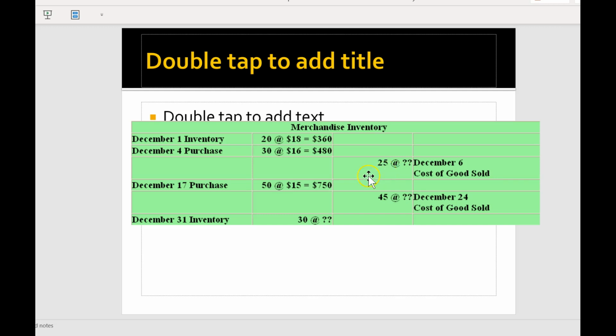Most of the time my students would tell me that should be from the 50, because they think this is the last time you purchased the inventory. But that is not true. The reason is that on December the 6th, you don't have the inventory that you purchased on December 17th. Remember, it's a perpetual inventory system, which means we update anytime there is a purchase or a sale. So for the 25 units we sold, we can only go to the pile purchased before it. So that means we are going to December the 4th.